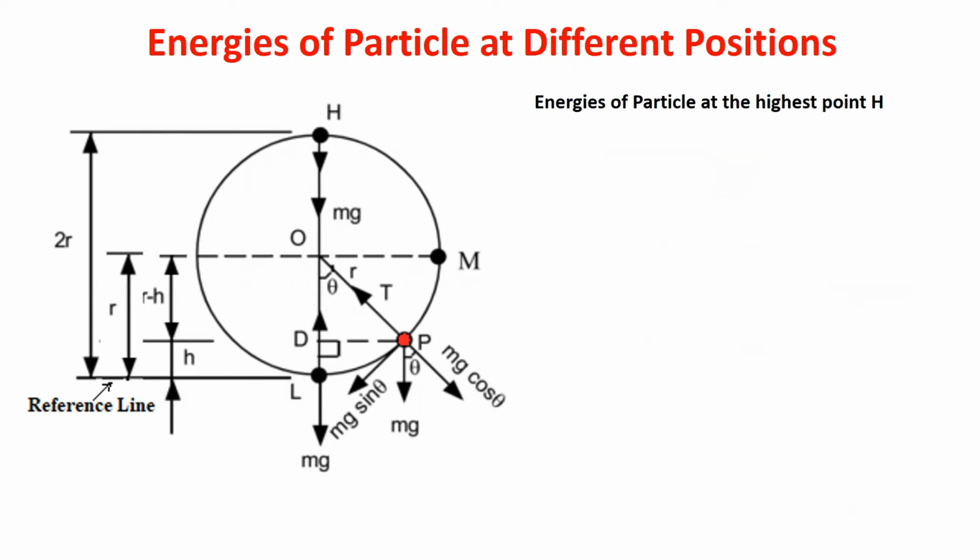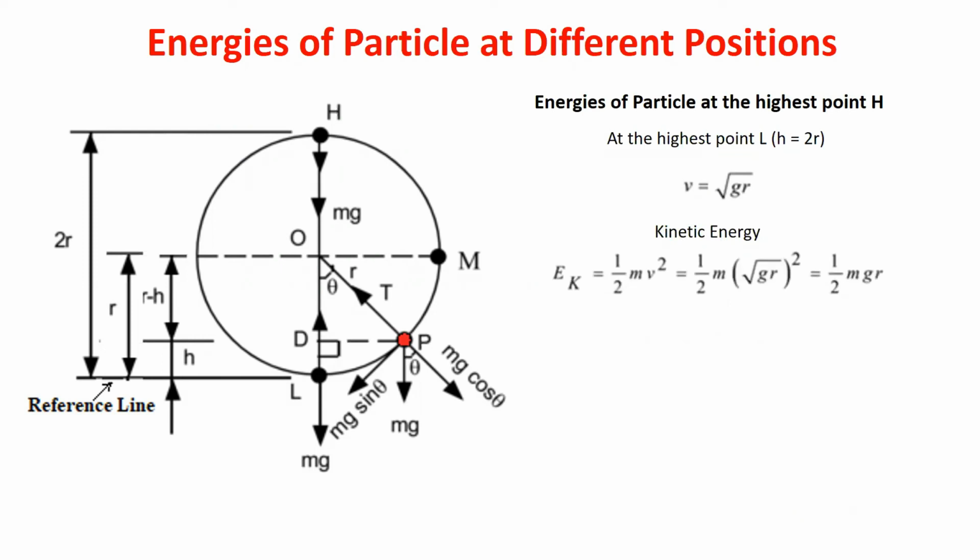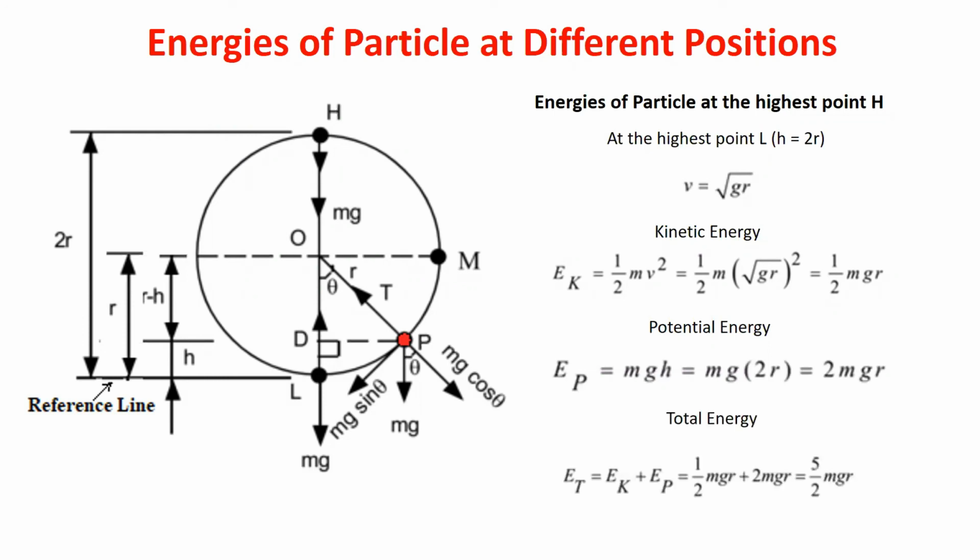Now we'll find out energy at the highest point. At the highest point, the particle has both energies, kinetic energy as well as potential energy. Value of h is 2r for the topmost point. Velocity we already proved to be root gr. Kinetic energy Ek is half mv square, that is half m root gr whole square, so it is half mgr. Potential energy is mgh, value of h is 2r, so we get 2 mgr. Total energy Et will be Ek plus Ep, that is half mgr plus 2 mgr, that is 5 by 2 mgr. Again, you can see the total energy is 5 by 2 mgr.